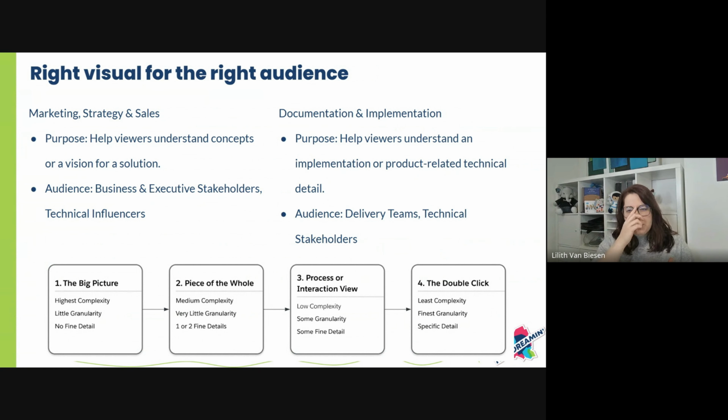However, if your purpose is more to help the viewers understand an implementation or a specific technical detail related to the product, then likely you're going to be talking to delivery teams and technical stakeholders, and these are more the documentation and implementation types of diagrams that you will create. So those are two broad flavors when it comes to visualizations. Another element is the level of depth that you want to go into, because it could be that the very biggest picture that you can bring is fine. There are a lot of pieces to that puzzle.